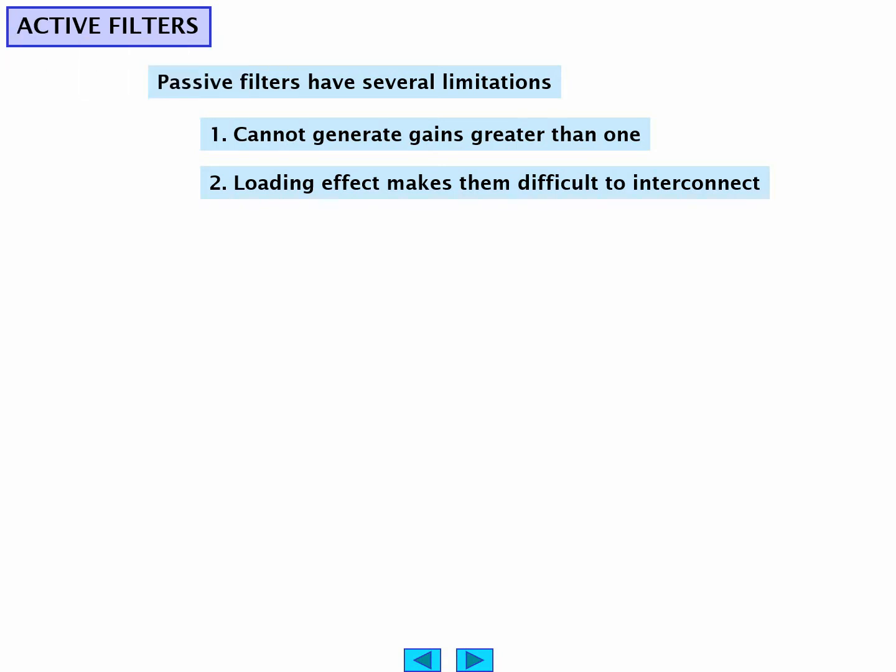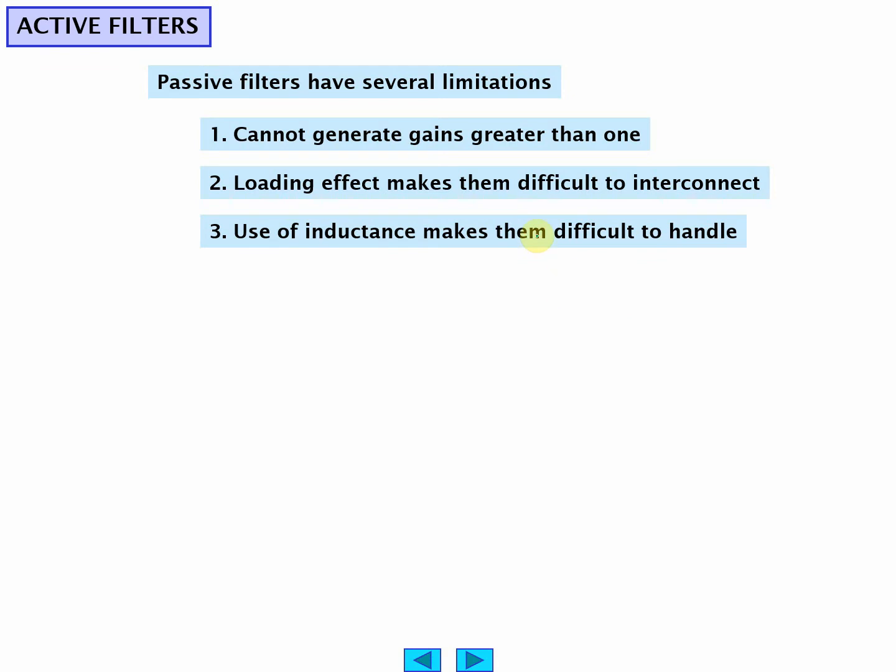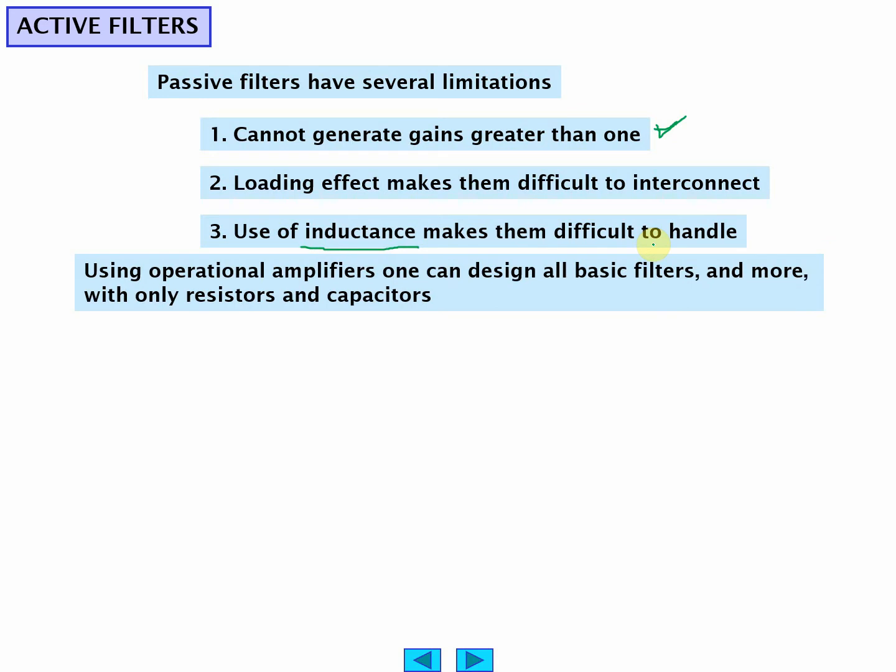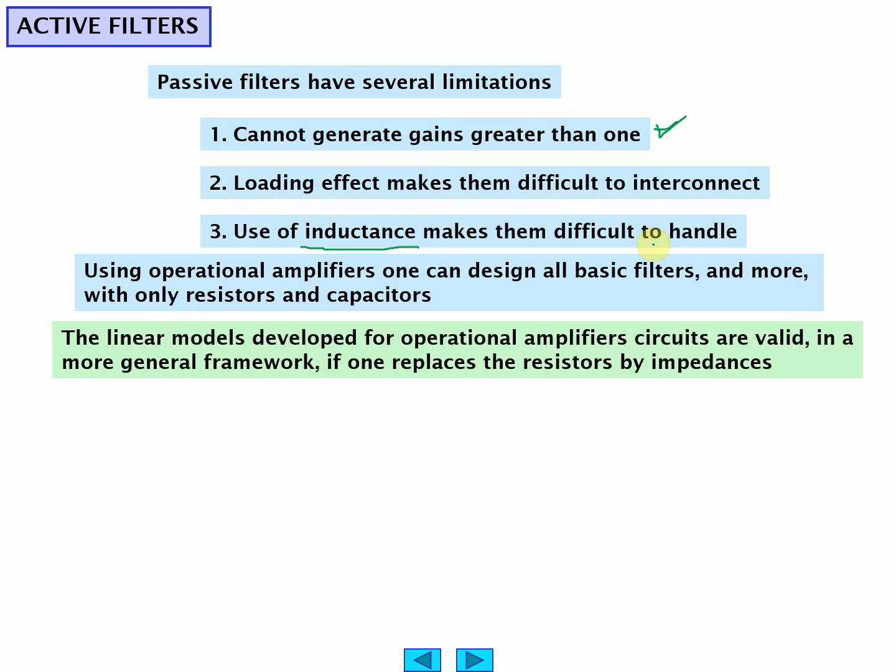Okay, active filters. So we have all our passive components, R's, L's, and C's we can do stuff with. But they're passive, so you can't get a gain greater than one, and inductance can make them difficult to handle. Inductors are kind of big and bulky. So we can use operational amplifiers to do these things with resistors and capacitors.